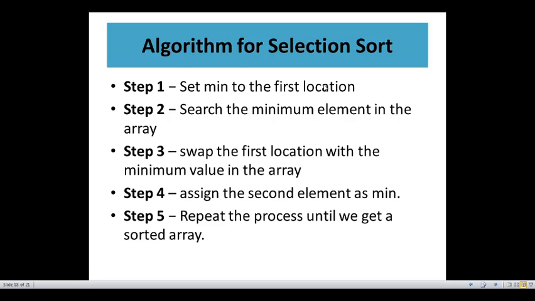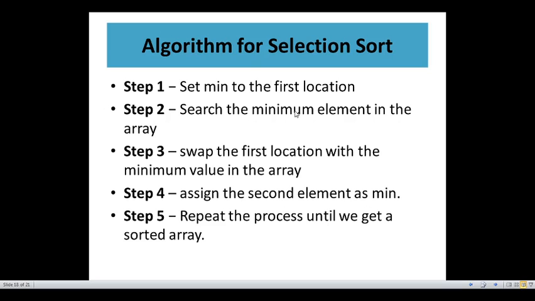Here is our algorithm for the selection sort. Step 1, set minimum to the first location. We are setting this minimum value to the first location. If any element less than this minimum is found, then only we will do the next procedure. Search the minimum element in the array. If found, swap the first location with the minimum value in the array. Assign the second element as a minimum. Now the second element is our minimum. Repeat the process until we get the sorted array.